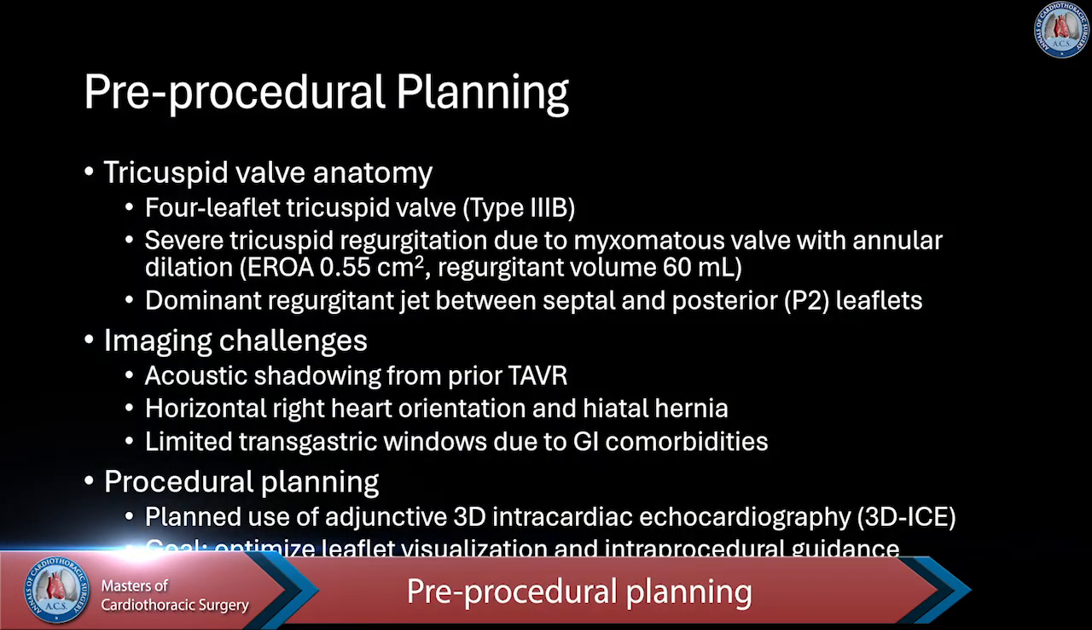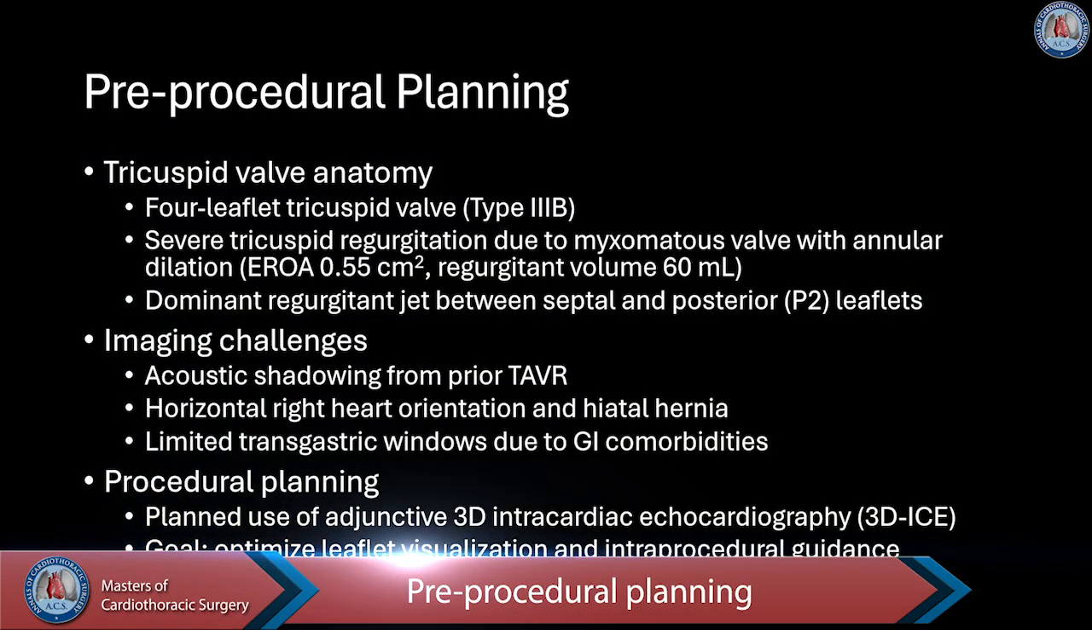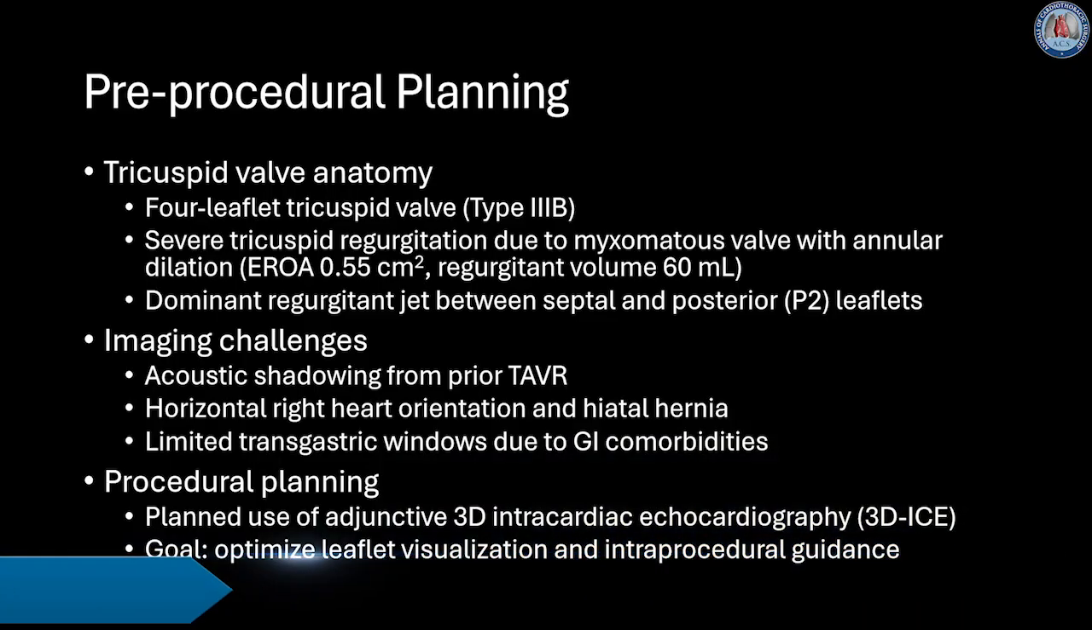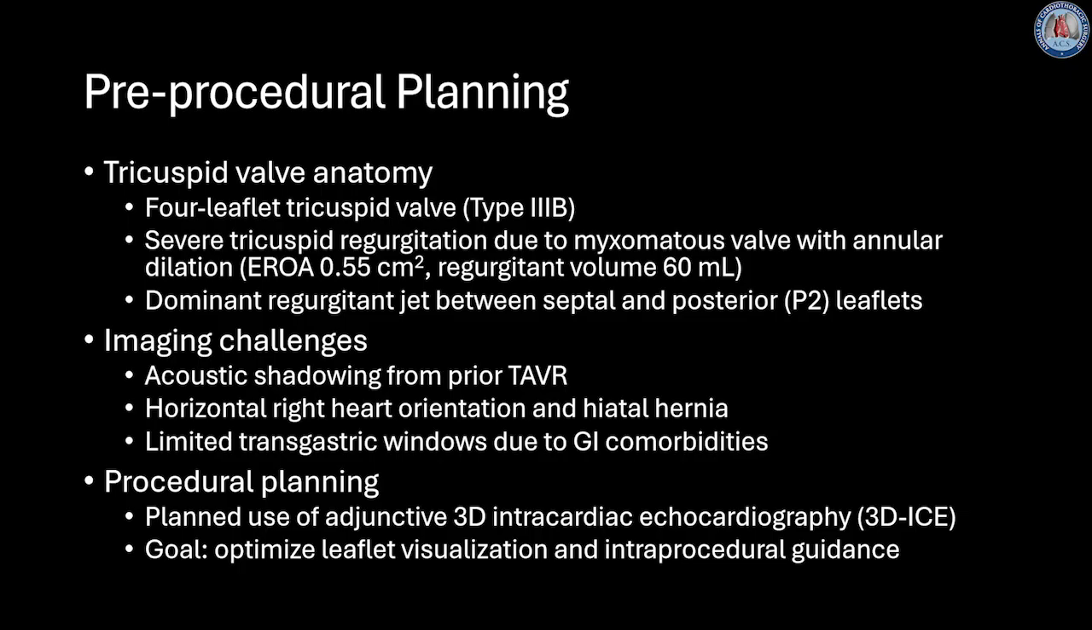On pre-procedural imaging, transesophageal echocardiography demonstrated a 4-leaflet tricuspid valve classified as type 3B with 2 posterior leaflets and severe mixed myxomatous and atrial functional tricuspid regurgitation, with the dominant regurgitant jet originating between the septal and P2 leaflets. Imaging in the mid-esophageal windows was notably challenging due to acoustic shadowing from the prior TAVR, horizontal orientation of the right heart, presence of a hiatal hernia, and limited transgastric windows related to the patient's gastrointestinal comorbidities.